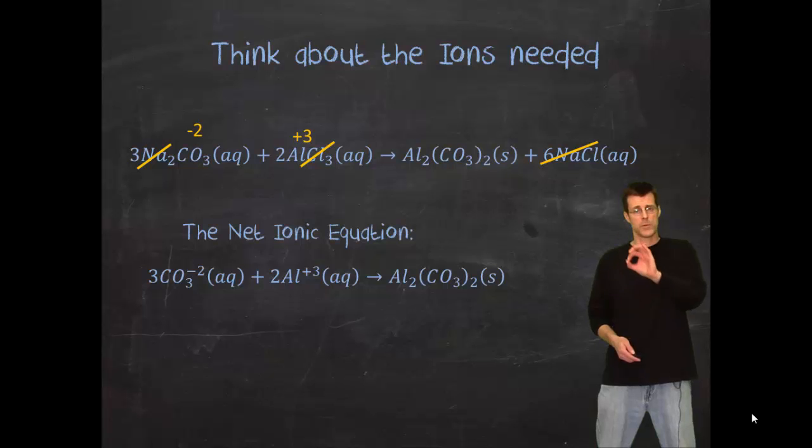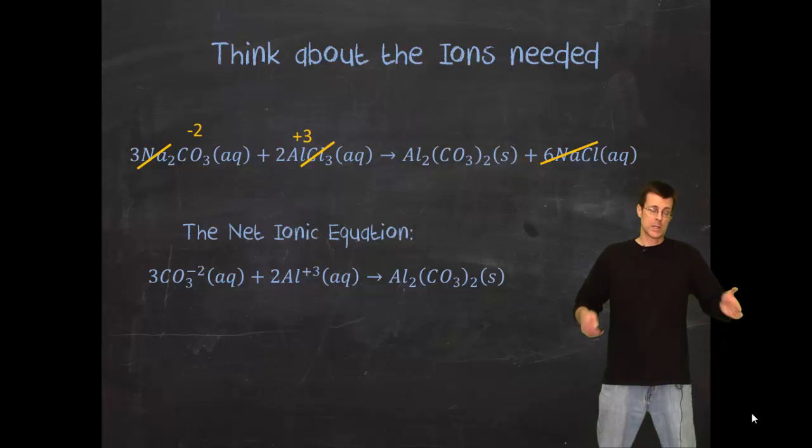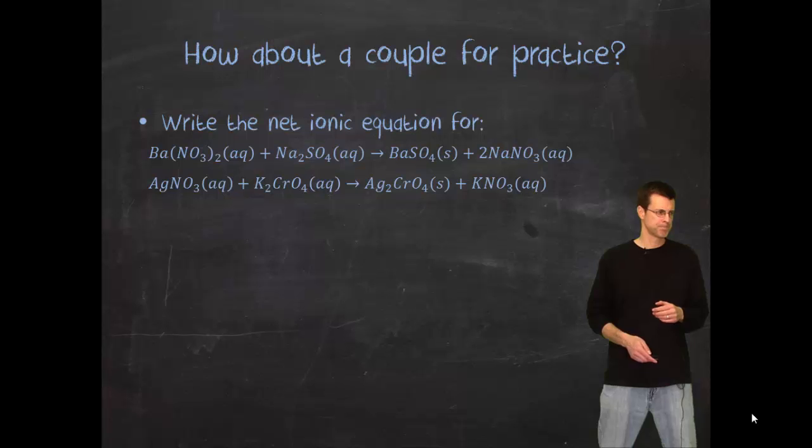So remember, I found the spectator ions and kind of canceled those out. I figured out the ionic charges, or I looked them up, for the things that were remaining, and included the balancing numbers as well.